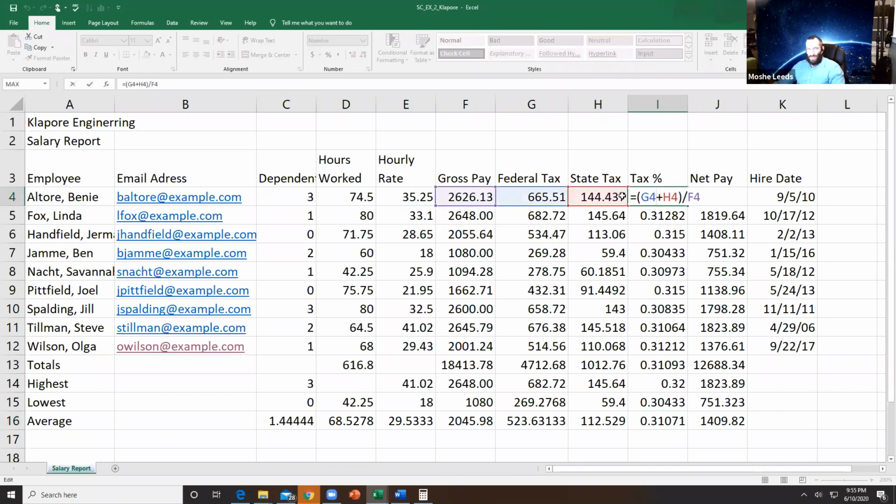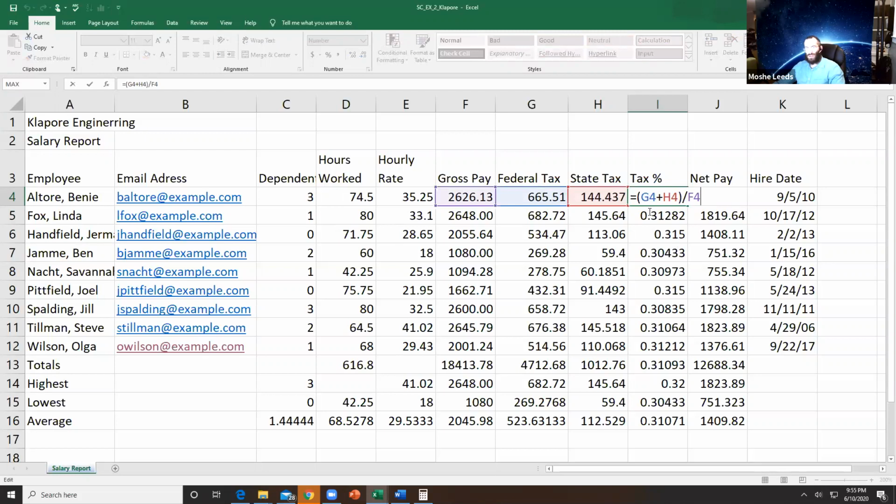So tax percent net pay is the federal tax plus the state tax in parentheses, because I need to add those two together, then divide that total by my gross pay. And that will give me my percentage of tax that I paid. I'll just double click that, highlight it again.